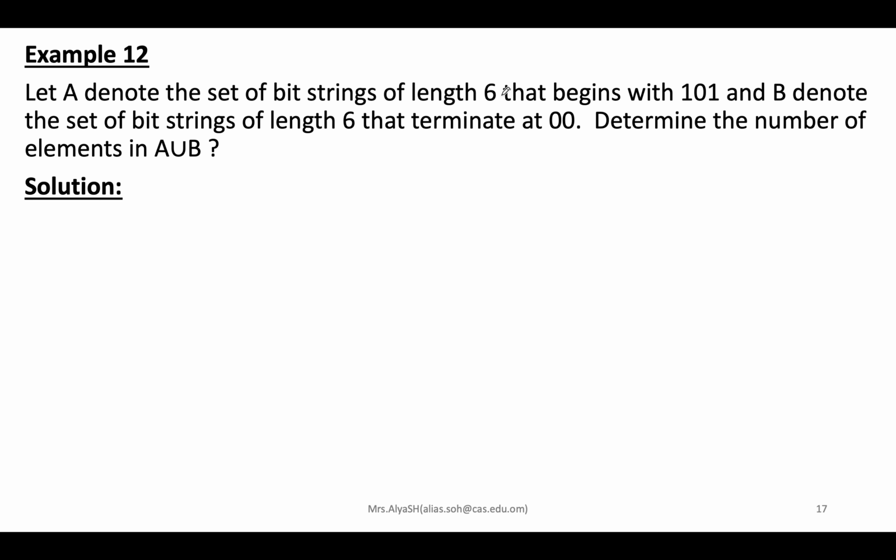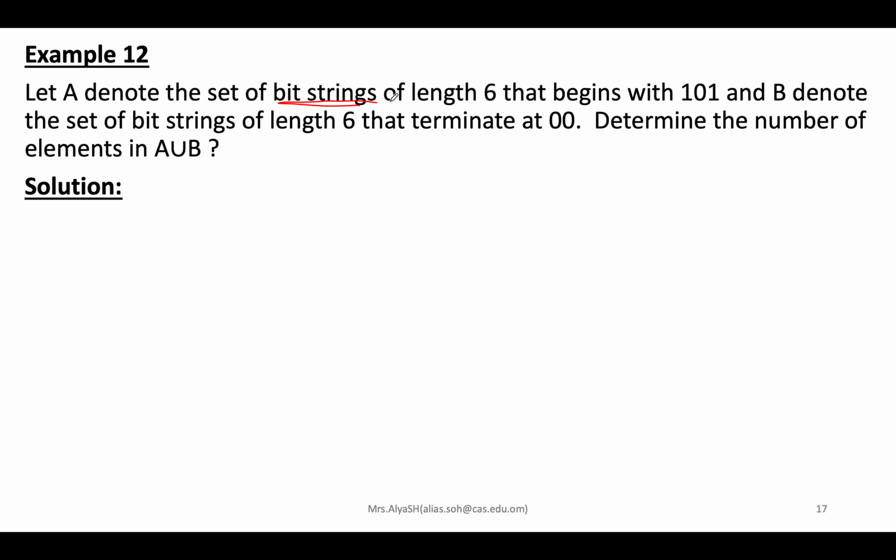Let A denote the set of bit strings of length 6 that begins with 101, and B denote the set of bit strings of length 6 that terminate at 00. Determine the number of elements in A union B. Before we start solving this problem, focus in here.